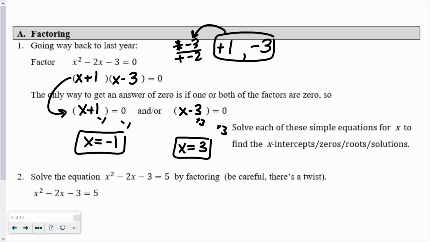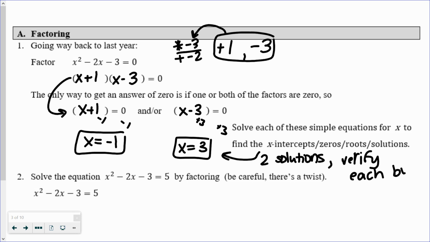And so it says here, solve each of these simple equations for x to find the x-intercepts, or the zeros, or the roots, or the solutions. So we have two solutions. And you would want to verify them each independently by substituting into the original equation.